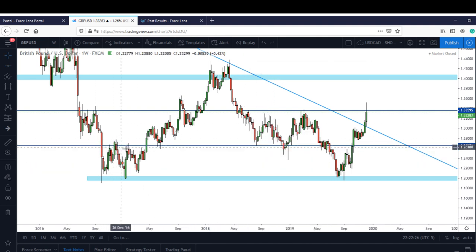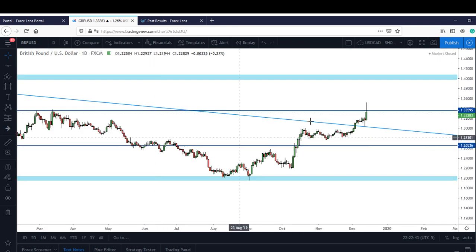You can see support here, support here, support here, support here, and we used this support before this rally. So we have our monthly support zones down, and we have our weekly levels down. Let's check out the daily and see what we have.